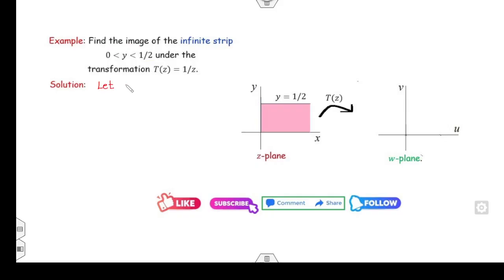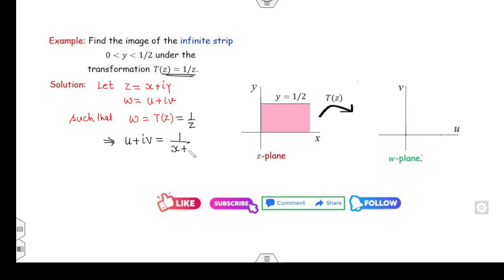It's very simple. I can start with z, which is x plus iota y, and w is equal to u plus iota v such that w is equal to T of z. And what is the value of that T of z? It's a non-linear transformation, so I can substitute the values: w is u plus iota v and z is x plus iota y. So x plus iota y is equal to 1 over u plus iota v.